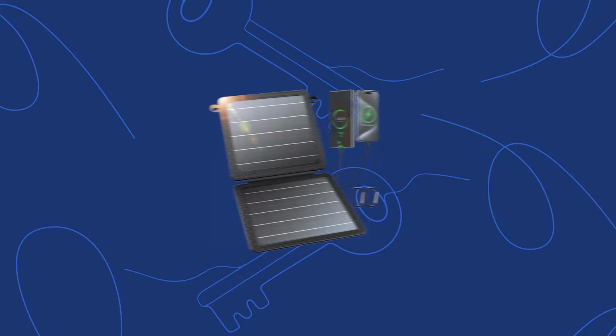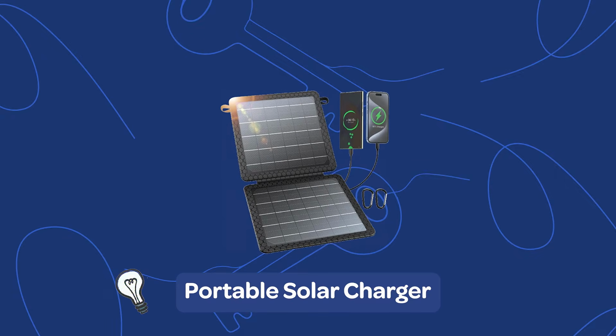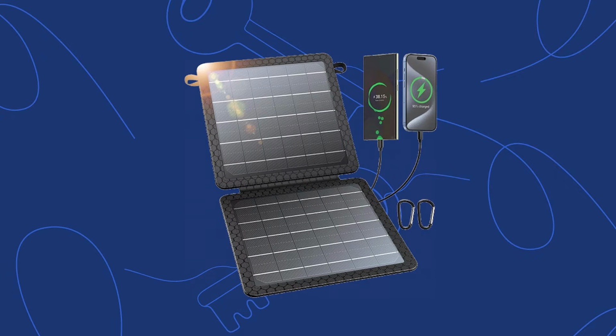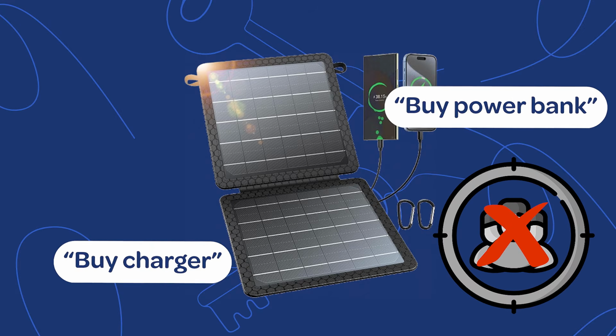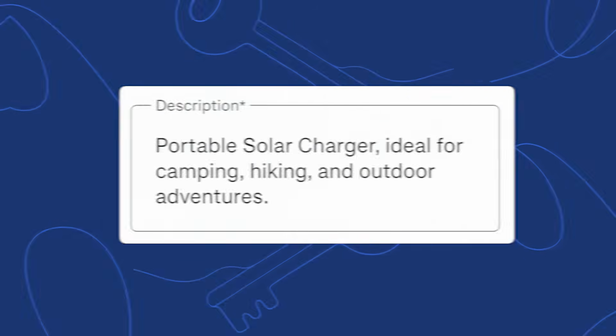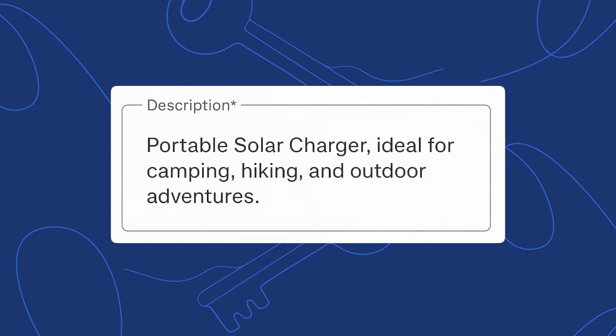Here's an example. Let's say you sell portable solar charger. At first, your ads might show up for really generic searches like buy charger or buy power bank, which isn't exactly your target audience. But by updating the description with something like ideal for camping, hiking, and outdoor adventures, your products become more visible in relevant searches. They can start showing up for searches like solar charger for camping, reaching the exact audience you want.